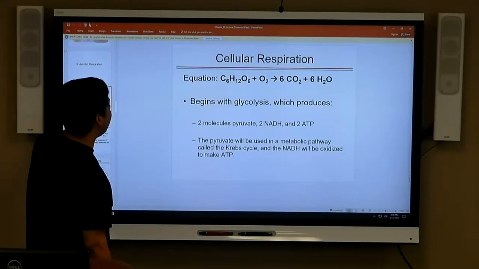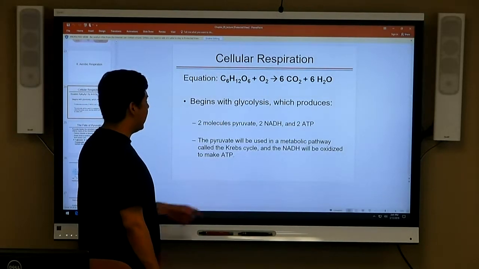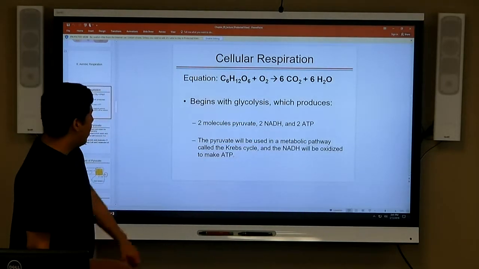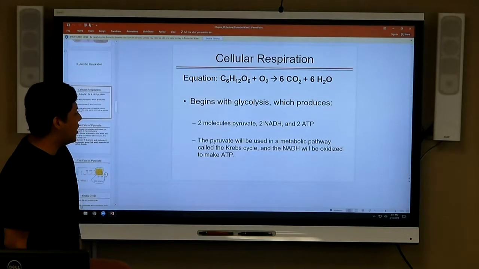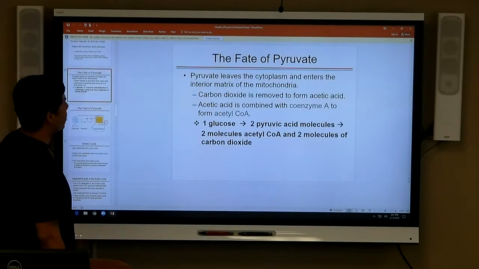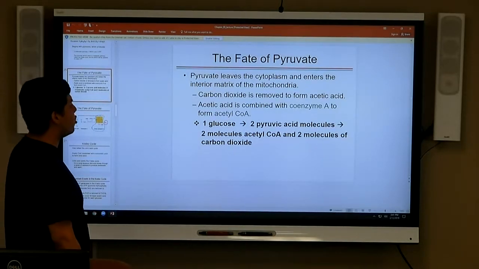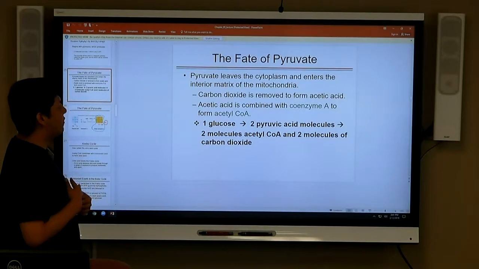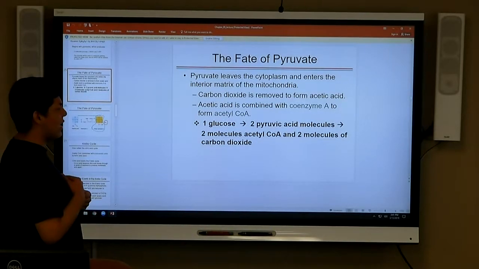Aerobic respiration. Cellular respiration begins with glycolysis, which produces two molecules of pyruvate, 2 NADH, and 2 ATP. The pyruvate will be used in a metabolic pathway called the Krebs cycle, and the NADH will be oxidized to make ATP. The fate of pyruvate. Pyruvate leaves the cytoplasm and enters the interior matrix of the mitochondria. Carbon dioxide is removed to form acetic acid.